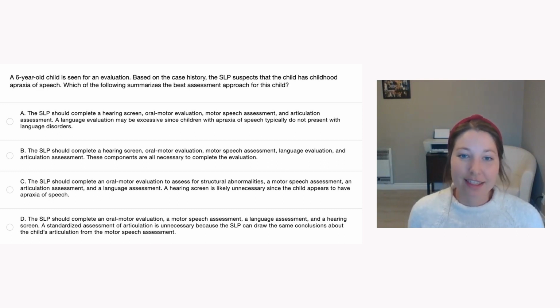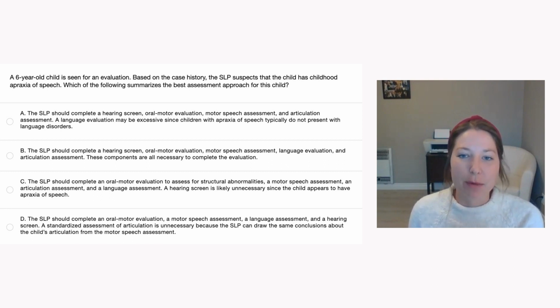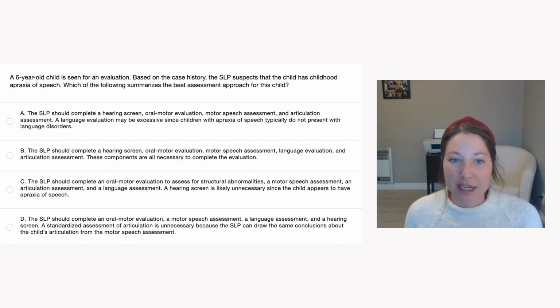Option D. Well, I'll just kind of read. Well, the first part is correct. We've kind of read through that one. All the assessment components are there.